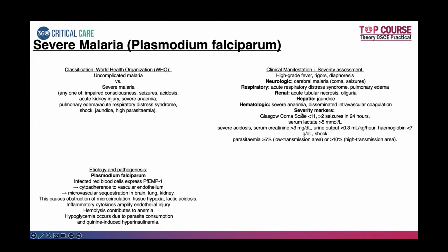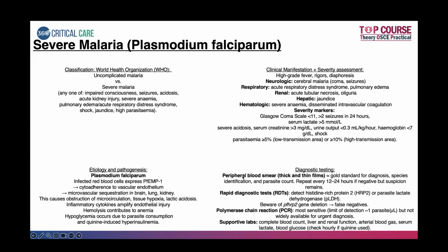Severity markers that you need to keep in mind are GCS less than 11 or more than 2 seizures in 24 hours, lactate more than 5, severe acidosis with creatinine more than 3, urine output less than 0.3 ml per kg per hour, hemoglobin less than 7 with presence of shock, or parasitemia more than 5% in low transmission areas or more than 10% in high transmission areas. Now, why this is very important is these all form the basis for your ICU admission. If these are there, you need to take that patient into your ICU.